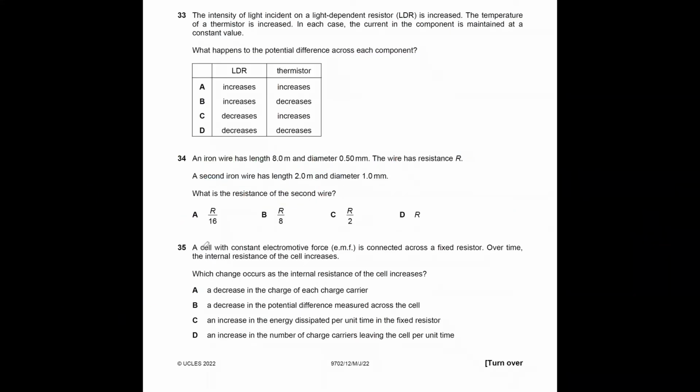In question 35, we have a cell with constant electromotive force, EMF, that's connected across a fixed resistor. Over time, the internal resistance of the cell increases. What change occurs as the internal resistance of the cell increases? Now, it will be good to draw out the circuit here. We have a cell with EMF E connected to internal resistance small r, which is in turn connected to a fixed resistor big R. So this is how our circuit looks right now: EMF E, internal resistance small r, and then fixed resistance big R.